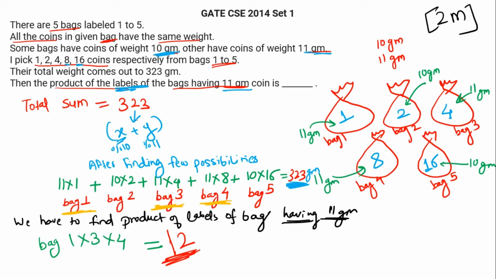So the last thing we have to do is find the product of labels of the bags having 11 gram coins. Only the first bag, third bag and the fourth bag have 11-gram coins. So we just have to find the product of these bags, that will be 1 into 3 into 4. That is first bag, third bag, fourth bag. The product is 12.